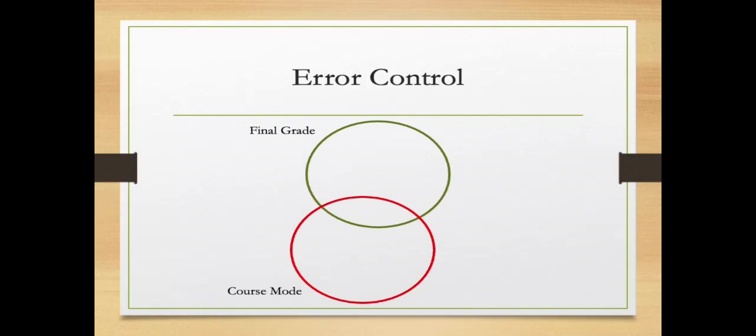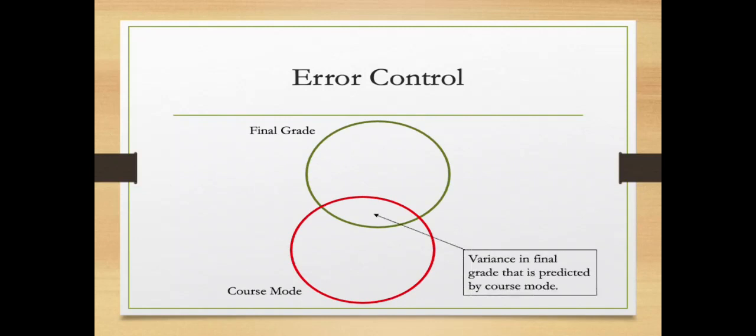If we assume that the course difficulty, i.e. the course level and the assignment complexity, is consistent between the 2 groups, then the overlap between the variability in final grade and course mode represents the extent to which there is a difference between the 2 groups because of course mode. Said another way, this area represents the variance in final grade, our dependent variable, that is predicted by course mode, the grouping variable, and our independent variable.